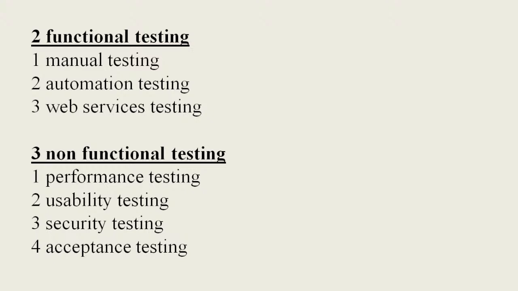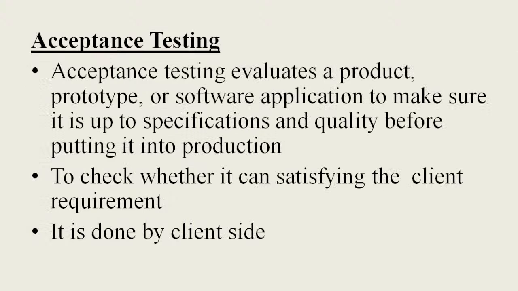And the fourth one will be acceptance testing. What is meant by acceptance testing? It is done on the client side. These come under the category of non-functional testing. So system testing contains three categories: first GUI testing, second functional testing, and third non-functional testing. In this third level of testing, system testing, we test the entire application.